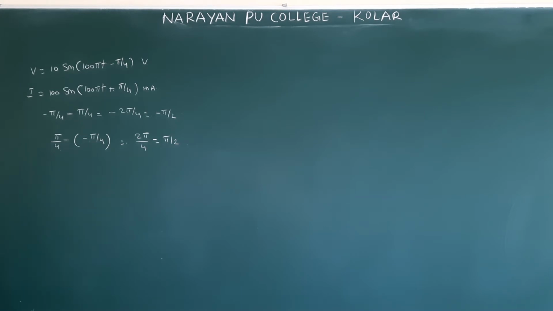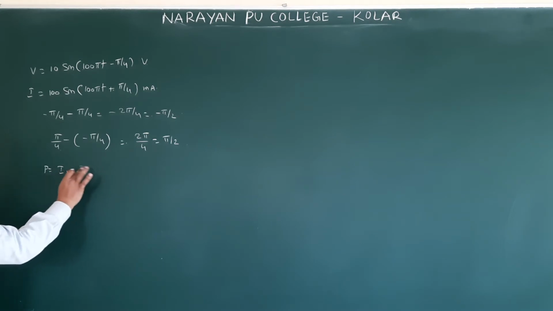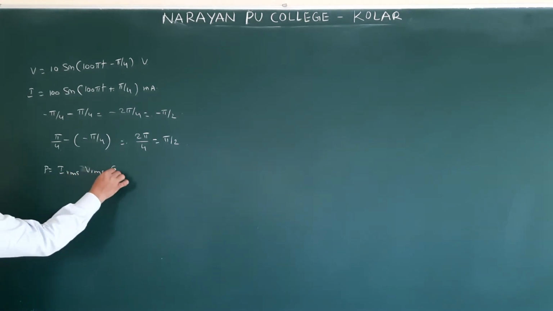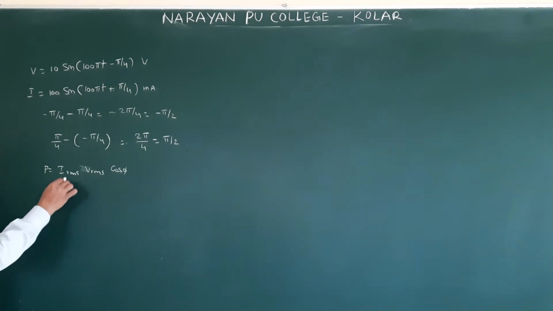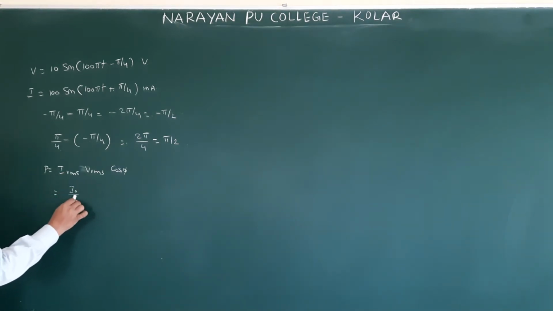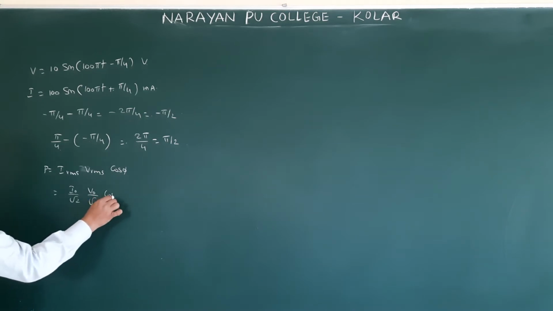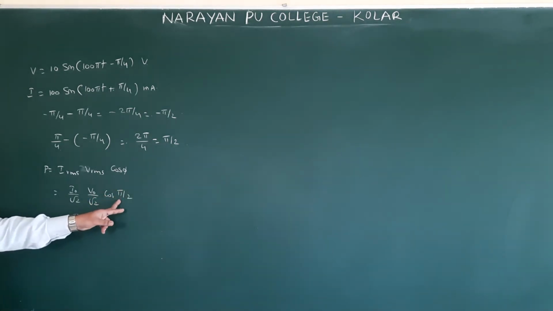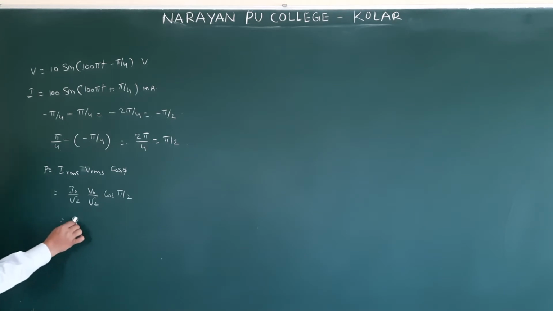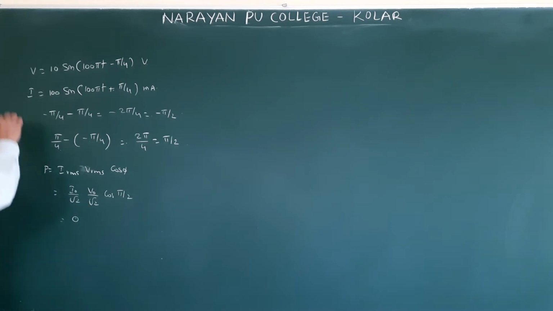Next, third one: the power dissipated in the circuit is 0.5. What is the power formula? P is equal to I RMS V RMS cos phi. So I RMS is nothing but I naught by root 2, V naught by root 2, cos pi by 2. Cos pi by 2, cos 90, is 0. Therefore power is going to become 0. It is not 0.5. Therefore 2 and 4 are correct. Which option is there? Fourth option is there. Therefore fourth option is correct.